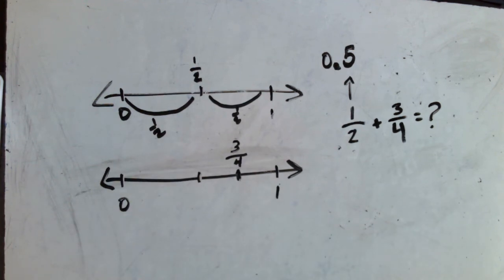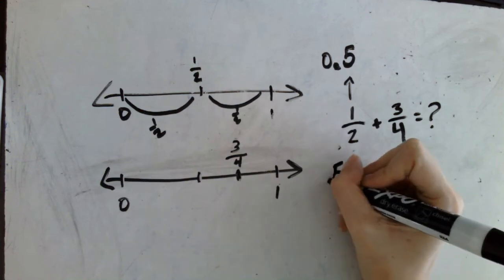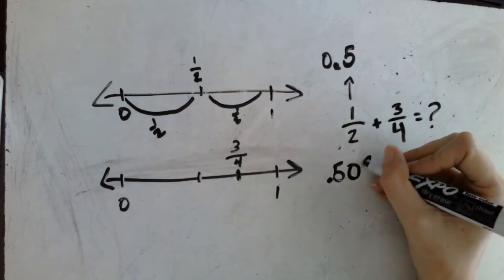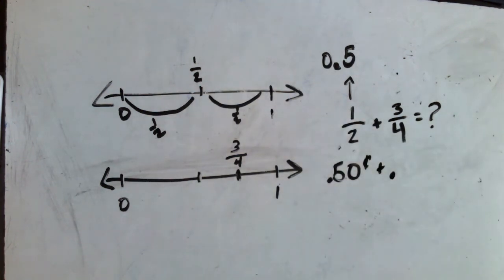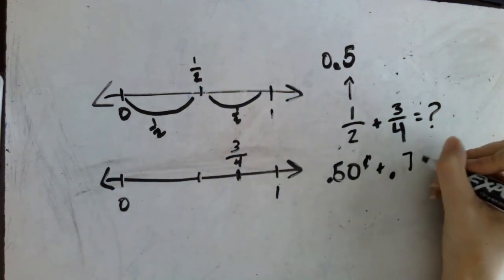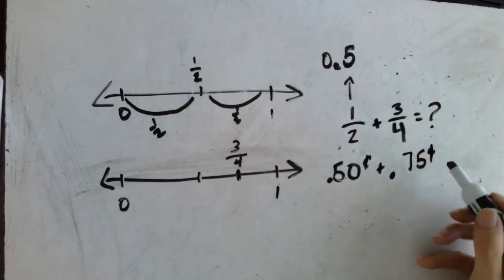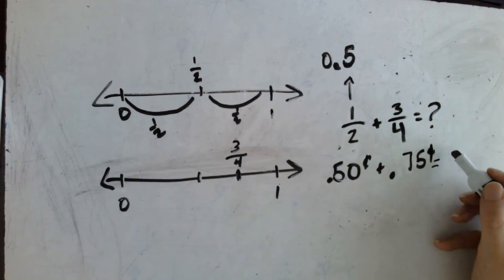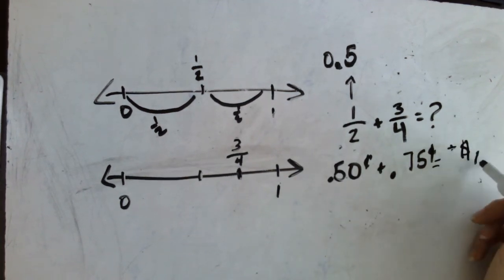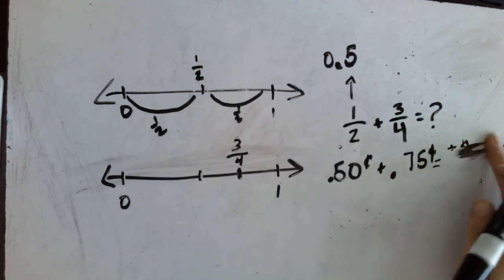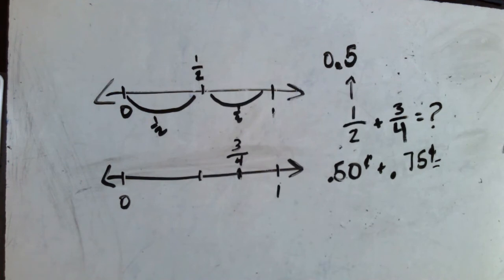It's kind of like when we were talking about cents. 1/2 is 50 cents. And 3/4 is like 75 cents. If we were to add up these totals, they would be over $1. So plus $1. It's going to be over $1. If we were to add up our fractions, it's going to be greater than 1.